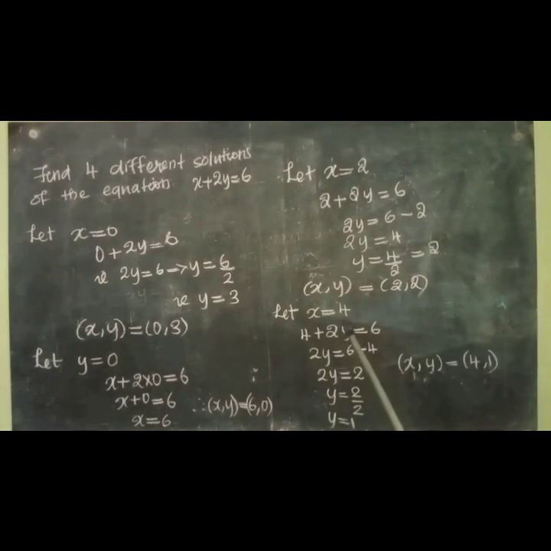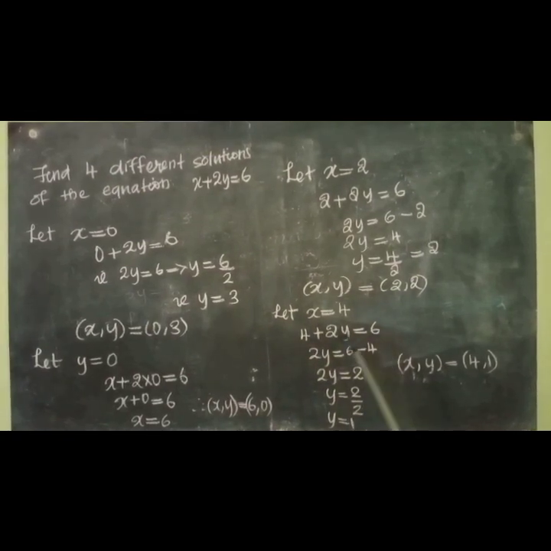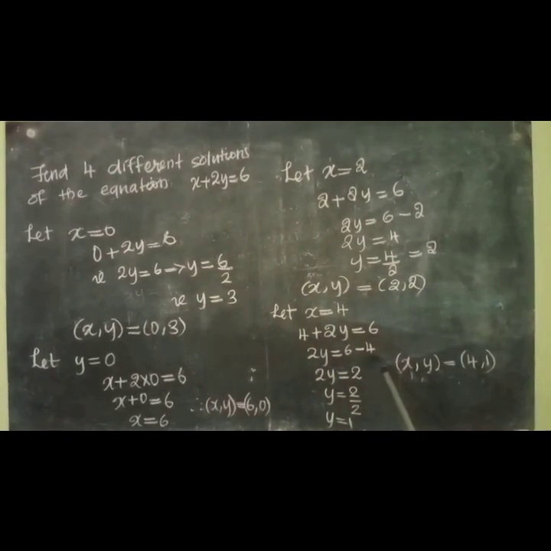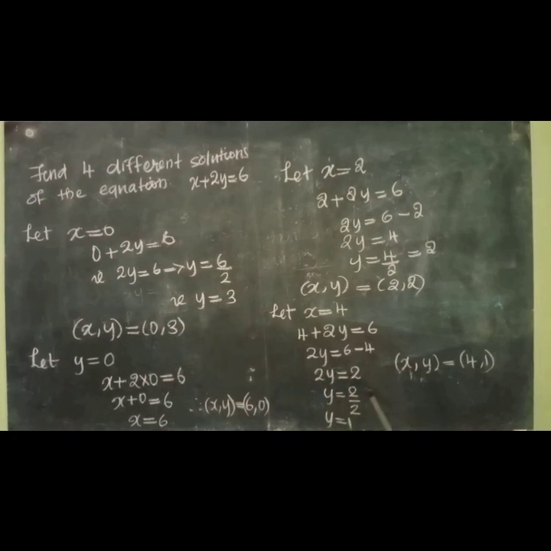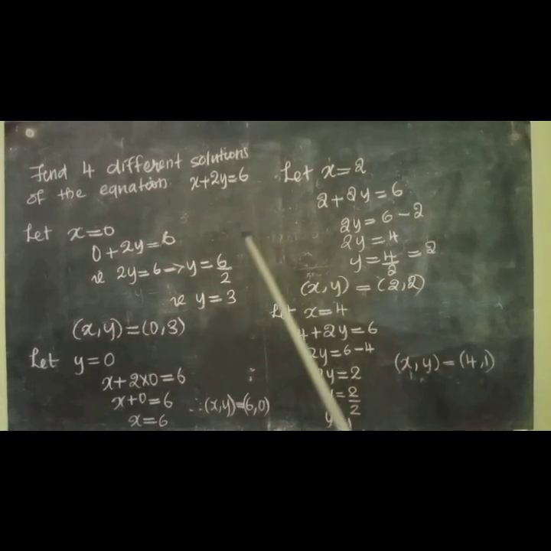Let us give x equal to 4. In this equation we get 4 plus 2y equal to 6. 2y equal to 6 minus 4. 2y equal to 2. y equal to 2 divided by 2, that is y equal to 1. So we got the value of x is 4 and y is 1. So one more solution we got, (x, y) equal to (4, 1). So we got 4 solutions.